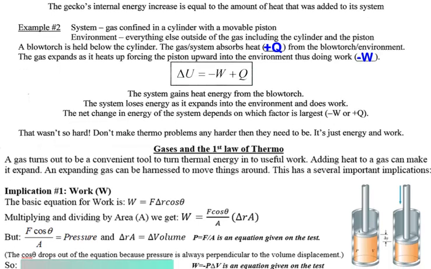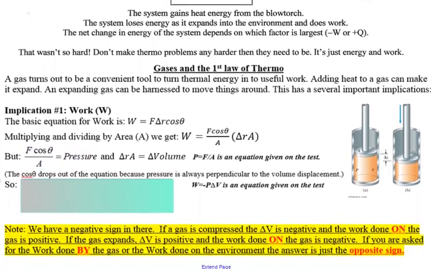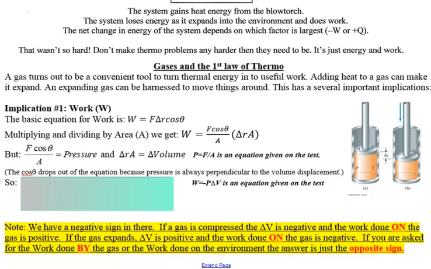Okay, so the system gains heat energy, right? The system loses energy because it's expanding, and the net change in energy, well, we'd have to have actual numbers to know. Is it gaining or is it losing energy? But usually your system's losing energy, but we'll look at it in examples, right, you'll see.